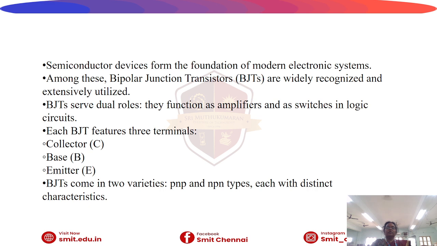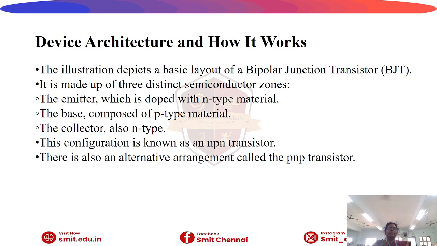Semiconductor devices form the foundation of modern electronic systems. Among these, bipolar junction transistors are widely recognized and extensively utilized. BJTs serve dual roles: they perform as amplifiers and as switches in logic circuits. Each BJT features three terminals: collector, base, and emitter. BJTs come in two varieties, PNP and NPN types, each with distinct characteristics.